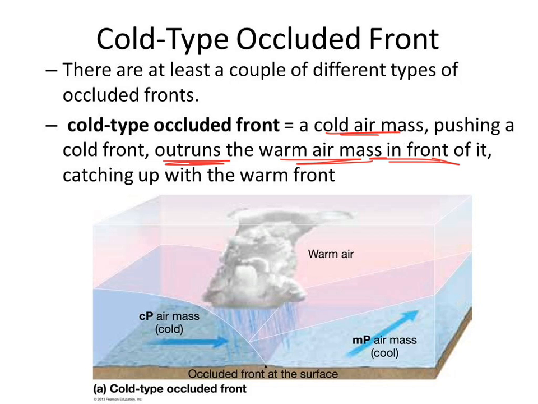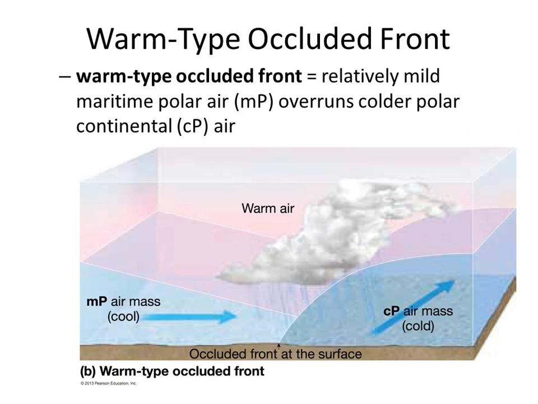Cold air mass outruns warm air mass in front of it. And there are at least 2 types of occluded fronts, and I don't get into the 2 types. This one's a cold type, but you can see the similarities between this one, and here's another figure. This is a warm type.